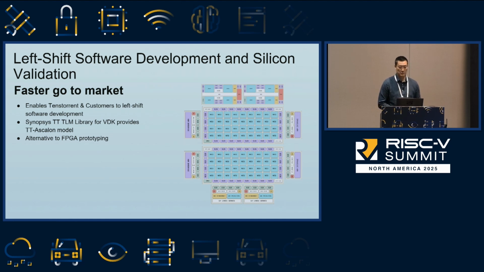The Tenstorrent TLM library also provides customers with the ability to simulate with the Escalon CPUs in their VDK. Finally, VDKs are an alternative to FPGA or emulation resources. They can be brought up sooner in the project since RTL is not needed, are easier to modify, and generally more scalable to a large number of software developers, especially in multiple locations.